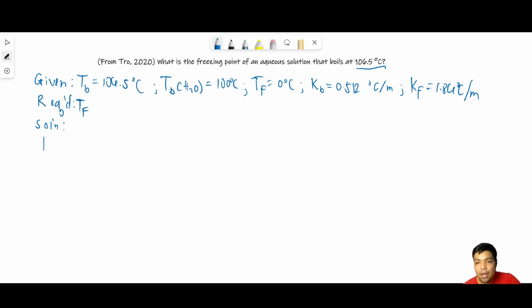So we know nga ang freezing point is equals to the freezing point of your water minus KFMI, right? And we know, so working equation man natin, ang boiling point of the solution is equals to boiling point of water plus KBMI, okay? Now, remember that these values represent just one solution.